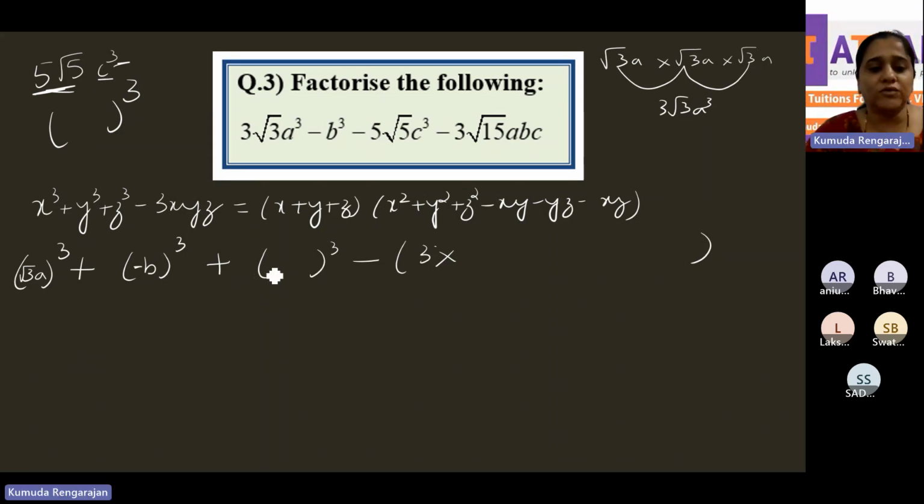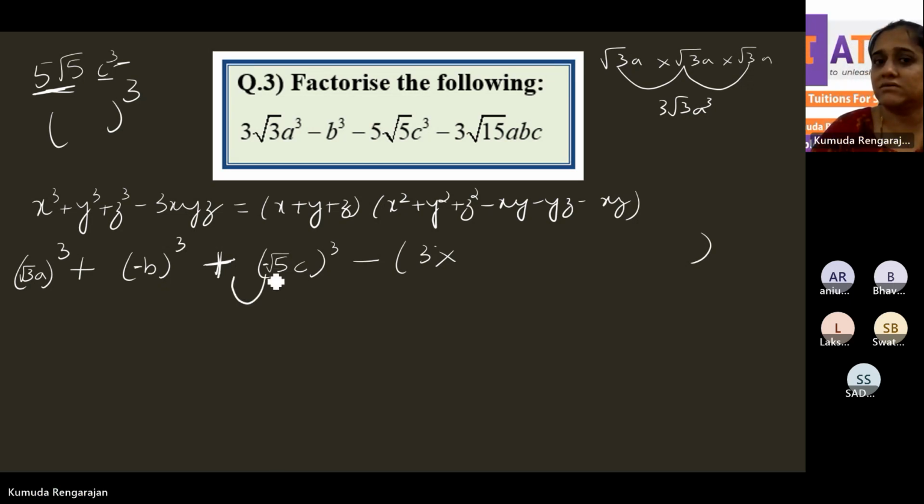Then here, root 5 and c. But it is minus 5 root 5 c cubed. But in the identity, we have a plus here. But the expression is minus 5 root 5 c cubed. So you must fix a minus here. Because only then minus multiplied with itself 3 times will be minus. Minus into minus into minus is minus. And that minus into the plus outside will be minus.